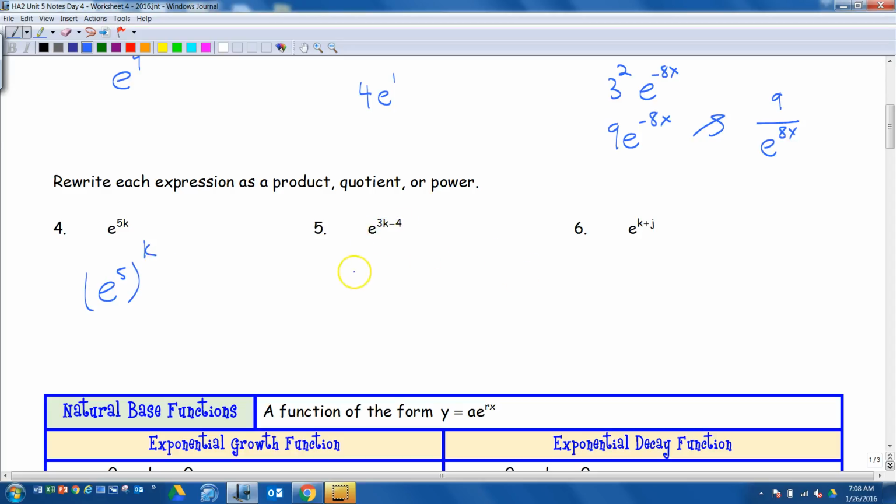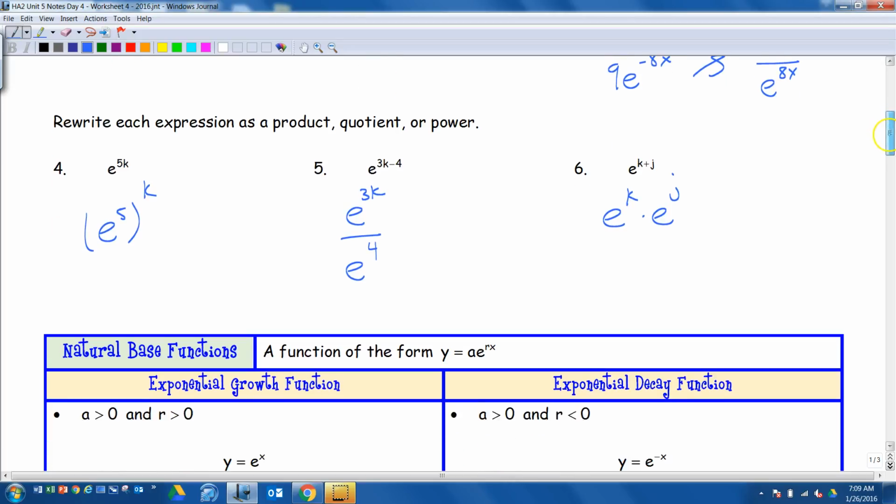If you have subtraction, that means we divided two bases. The top one was e to the 3k, and the bottom one is e to the 4th. If I'm adding two exponents with the same base, that means I multiplied the bases together with those exponents. So that's how you can split those, just using exponent properties.